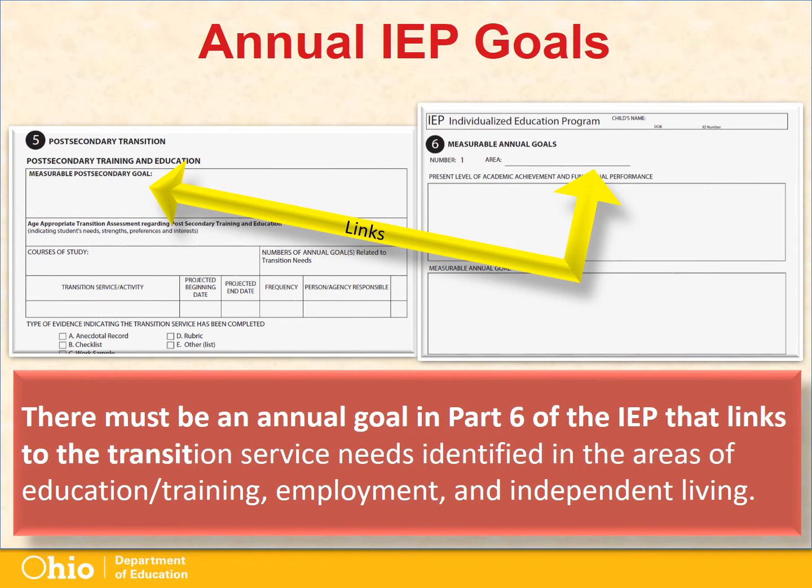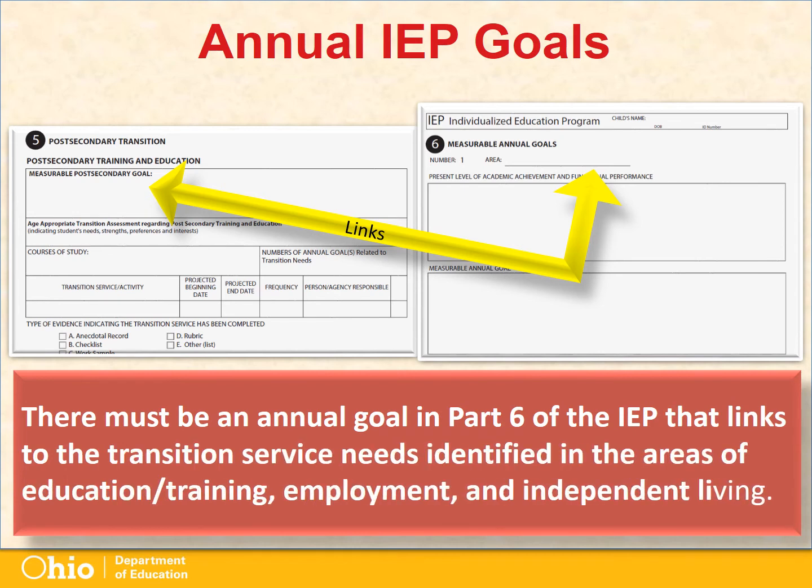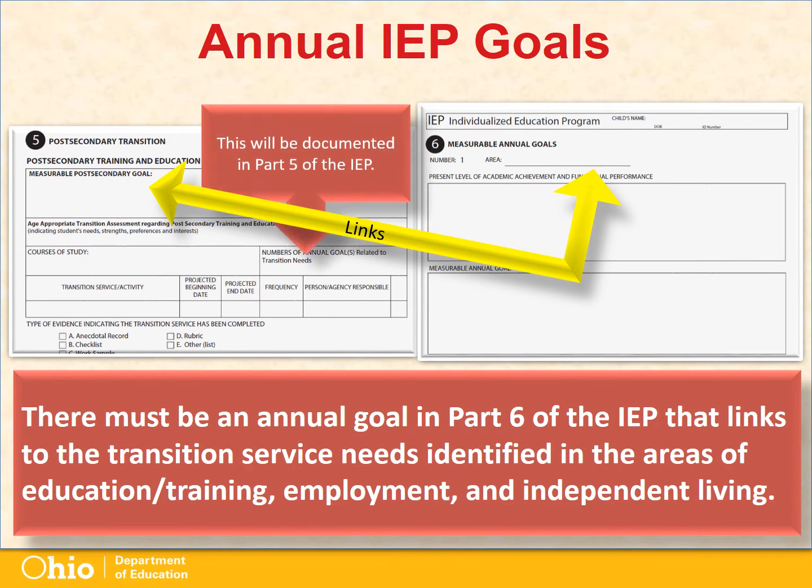There must be an annual goal or goals in Part 6 of the IEP that are linked to the transition service needs that have been identified in the areas of education and training, employment, and independent living. This linkage is documented in Part 5 of the IEP.